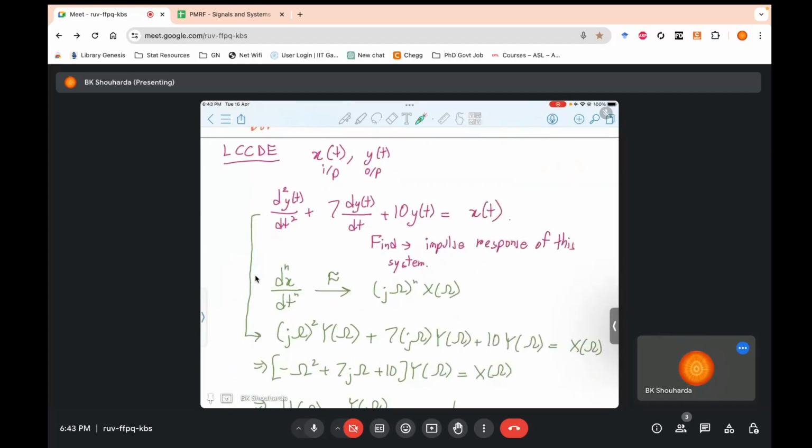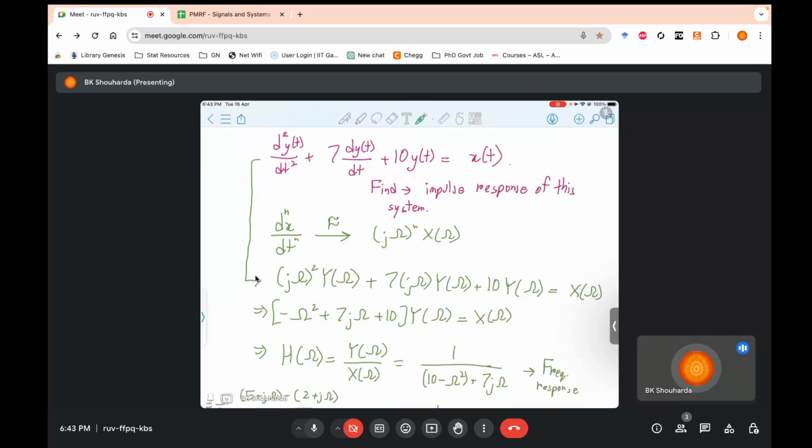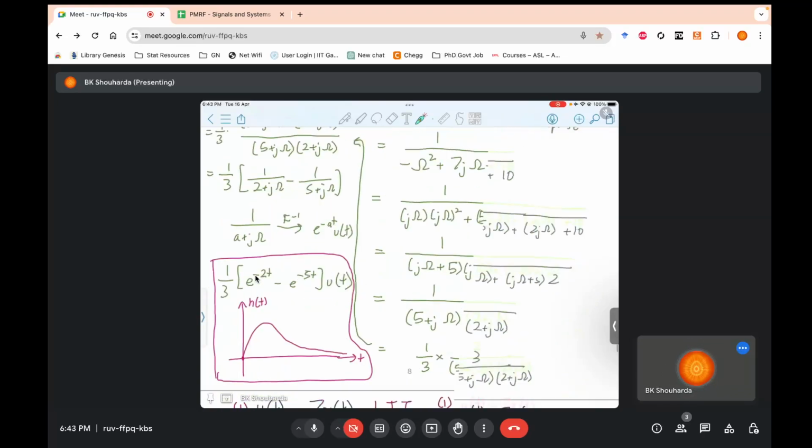So these are the linear constant coefficient differential equations. You will be given this kind of a system relationship in terms of differential equations, and then you need to use the differentiation property of the Fourier transform, and then you will be able to write the H of omega, the transfer function.